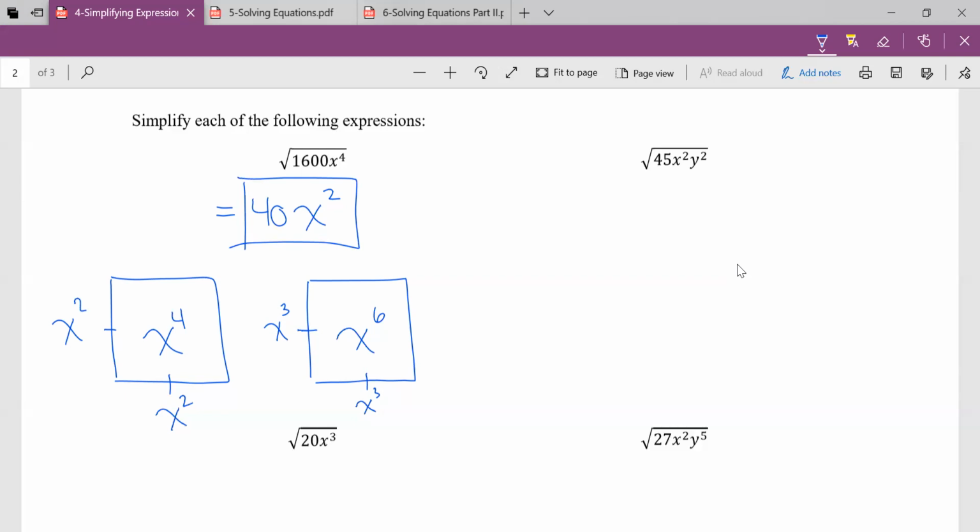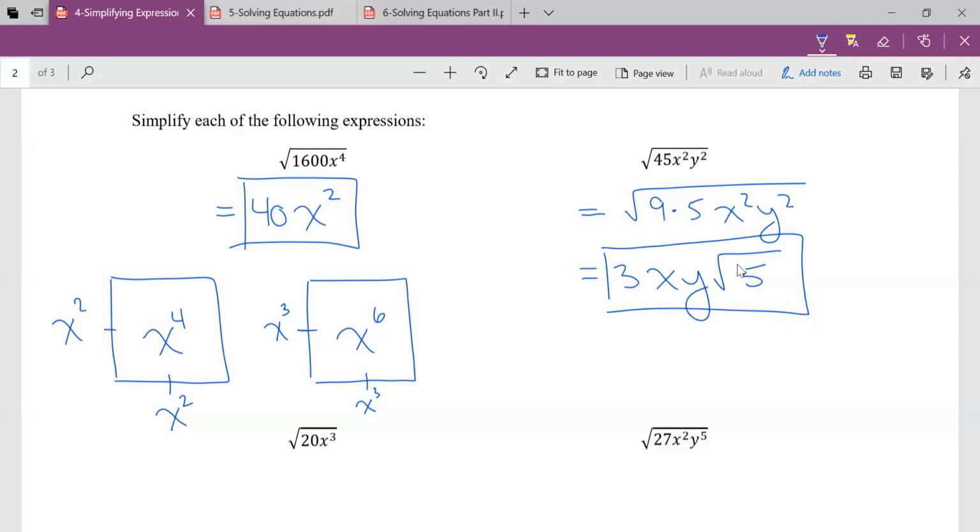Square root of 45 x squared y squared. Okay, well, this one, what I'm going to do is I'm going to say, well, 45 is 9 times 5. I've got x squared, y squared. Square root of 9 is 3. Square root of x squared is x. Well, square root of y squared would then just be y. Root 5.